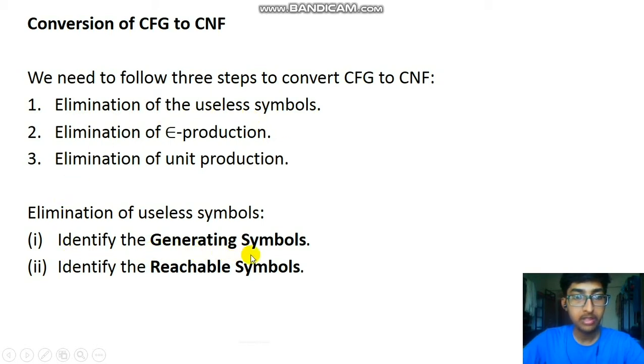First we need to identify the generating symbols, and then we need to identify the reachable symbols. We will see this while solving a problem. Now elimination of epsilon production.